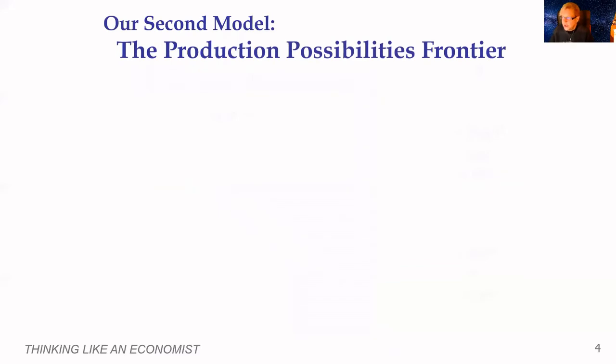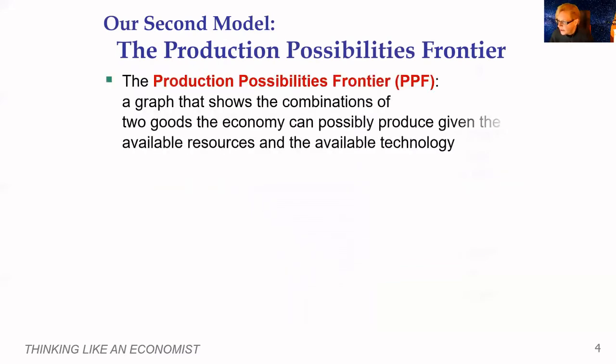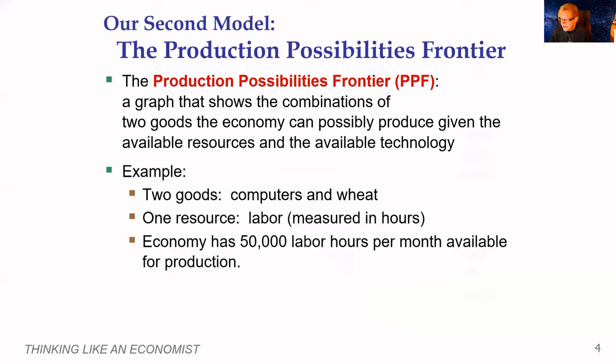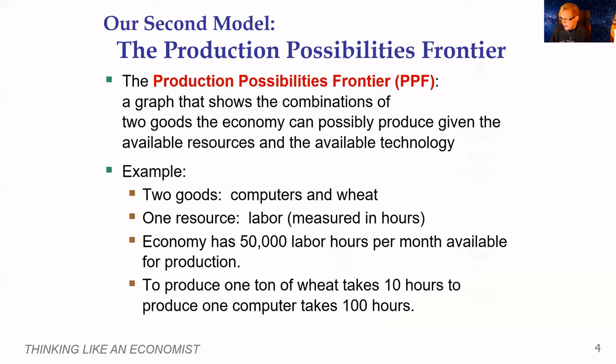All right, so let's go ahead and use an example, and I'll show you how we get this. So in our example, again, we have computers and wheat, we have labor, we have 50,000 labor hours. Now, this is the important part. 1 ton of wheat takes 10 hours to produce, okay? And 1 computer takes 100 hours. So we need that information to calculate the opportunity cost.